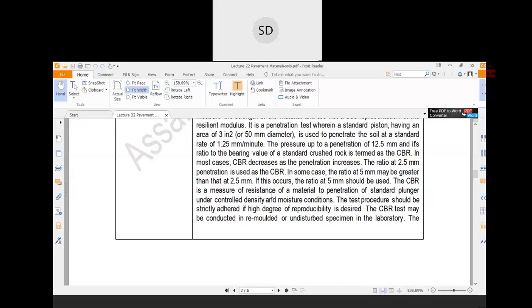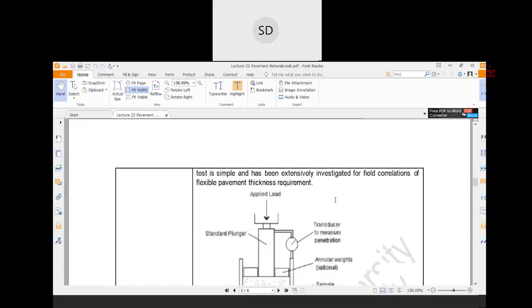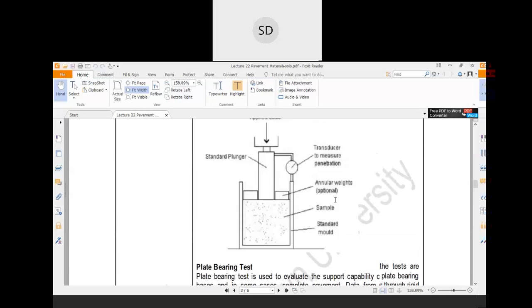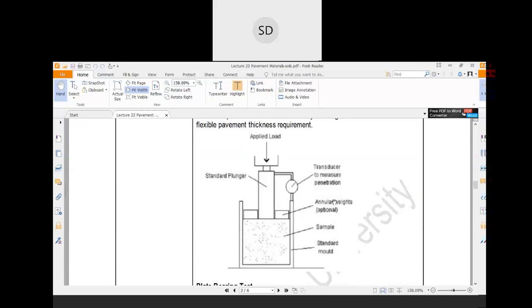The CBR is a measure of resistance of material to penetration of a standard plunger under controlled density and moisture conditions. I have told you what the standard moisture and density conditions are. To achieve those, we will mix the soil sample with optimum moisture content, and after that we will compact the soil sample with a rammer of 2.5 kg weight, and the number of blows in each layer would be 25 blows. So this is the CBR test. This is a very important test.